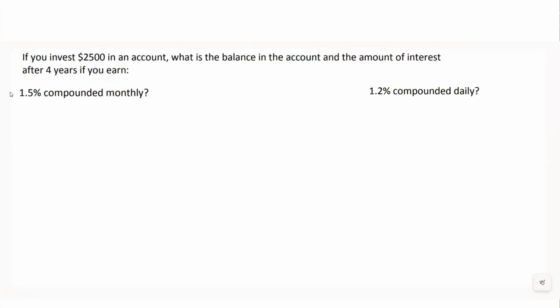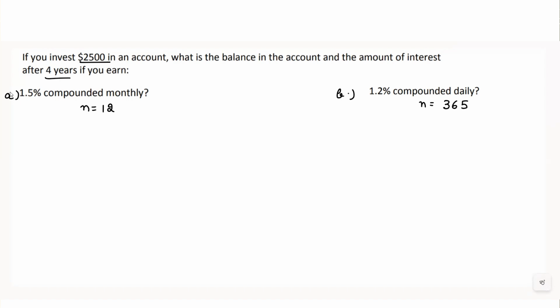Now let's understand the other questions as well. In the question, we have two parts, this is your part A and this is your part B. In part A, we have to find compounded monthly, that means N is equal to 12. In the second part, it says compounded daily, that means N is equal to 365. The rest, the value of P is the same and the value of T is the same.